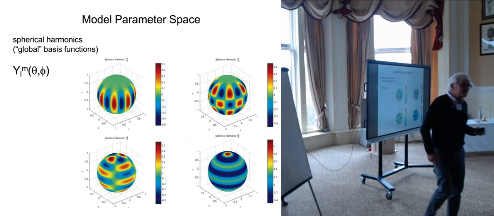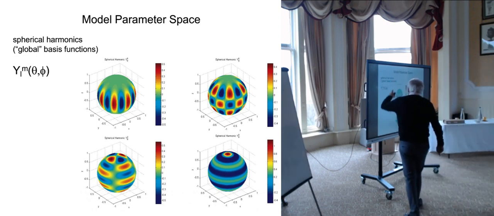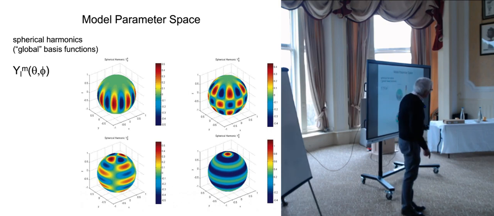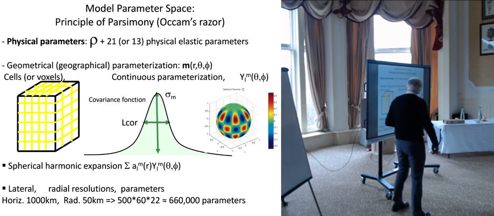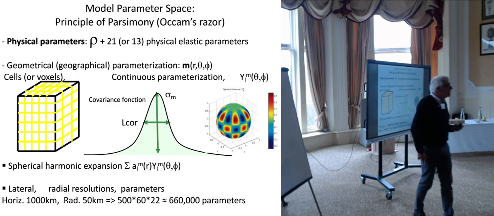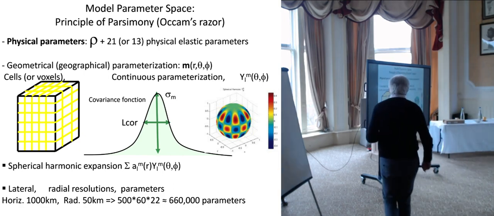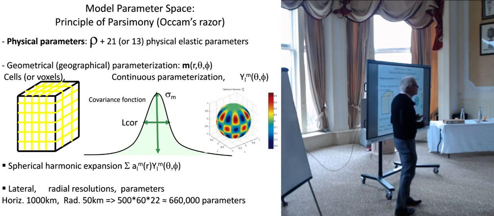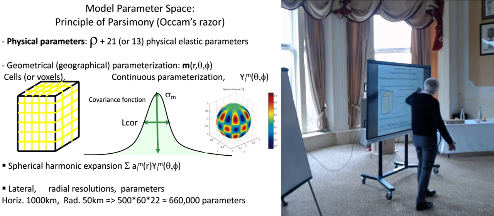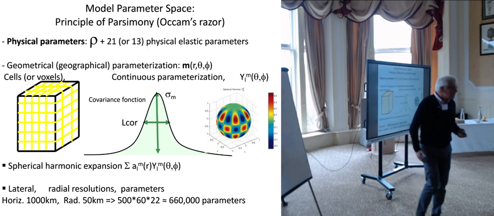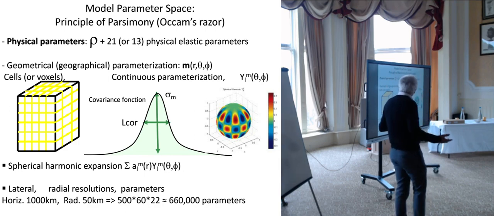At the global scale, usually we prefer to use spherical harmonics because they are global basis functions, and so we can expand any scalar function on this basis of functions. Okay, so when you try to define your model parameters, you always have to wonder what is the minimum number of parameters needed to explain the data. It is a principle of parsimony, what is named Occam's razor. And it's important to understand that the number of parameters can increase very rapidly.